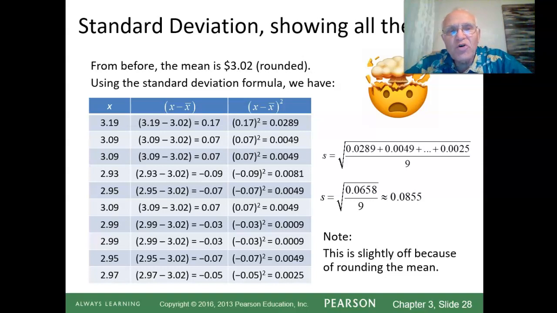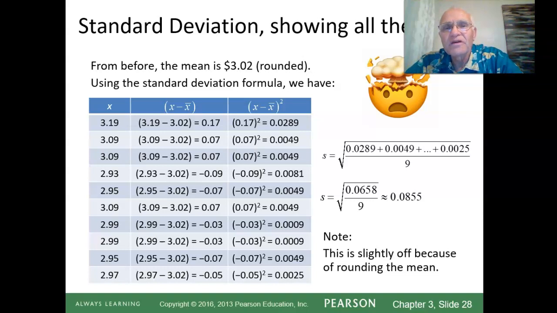So we're going to show on a spreadsheet-like calculation what this calculation would look like. So the data is shown on the left, starting with 3.19, and the last observation being $2.97. And in each case, we calculate the deviation from the mean. You will notice that you expect half the data to be above the mean and half the data to be below the mean. For the ones that are below the mean, you get a negative value when you calculate x minus x bar, and for the ones that are above the mean, you get a positive value.